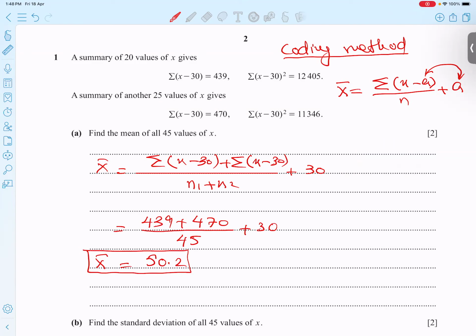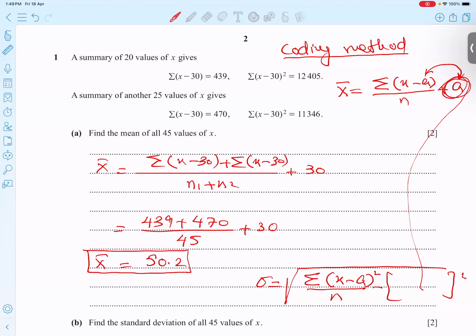Now I go for it, he's asking the standard deviation of 45 values. The way I have a coding method for the mean, same coding method for deviation. And what is the formula for deviation? Root, then we have sigma x minus a whole square over n minus square of what? Without a, this value will come in bracket.